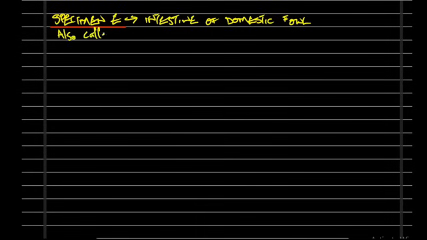It could also be called the gastrointestinal tract. So you see them calling it the GIT. So what is its function? When we look at the intestine, we usually see it as the small intestine in the domestic fowl.